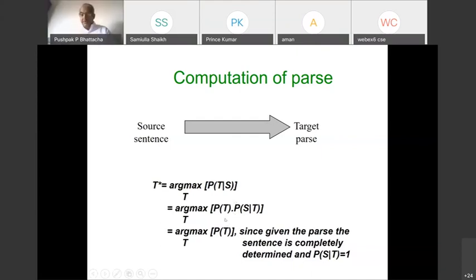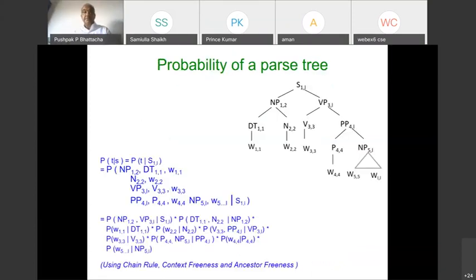So this is how we compute the best possible parse tree. And for this, we need the probability of a parse tree, because the tree that is most suitable is the tree with the highest probability. Now, what do you mean by the probability of a tree? How do you compute it? We get it by multiplying the probabilities of the production rules. And that happens because of various kinds of independence assumptions: ancestor freeness, sibling freeness, okay, and the stationarity property. There are three assumptions by which I can do it.